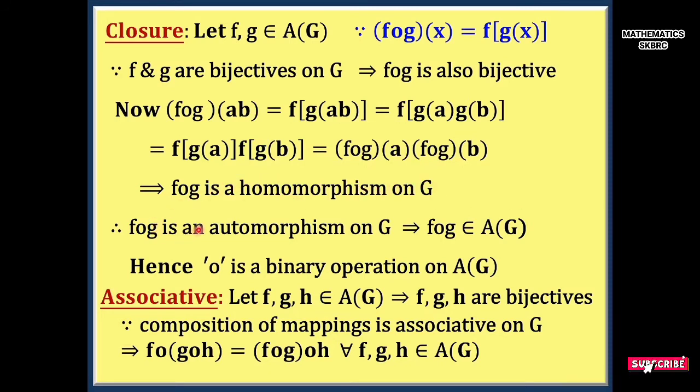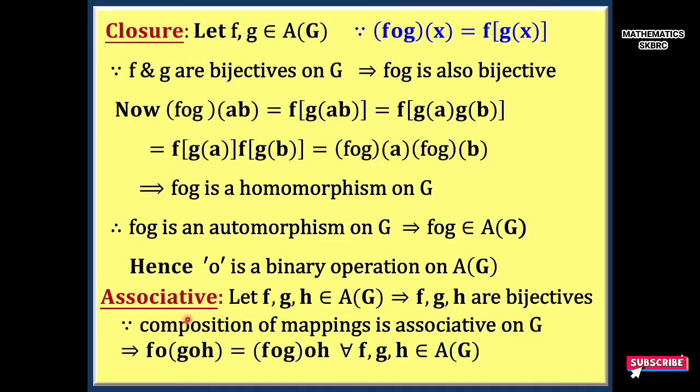Therefore, f circle g is a one-one mapping, onto mapping, and homomorphism on G. That gives f circle g is an automorphism on G. All automorphisms of G belong to A of G. That gives f circle g belongs to A of G. Therefore, f, g belongs to A of G means f circle g belongs to A of G. That gives circle is a binary operation on A of G.